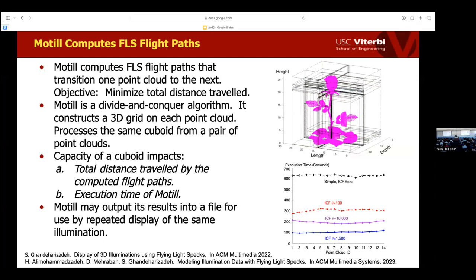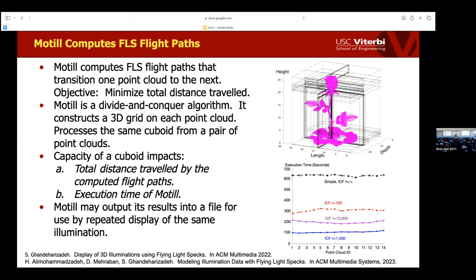The way it does this is by dividing and conquering the problem. It constructs a 3D grid on each point cloud, and it processes the same cuboid from a pair of point clouds in order to compute the flight paths for the FLSs to transition from one point cloud to the next, and the next. The capacity of the cuboid that you use is important. Setting it too low, which is the red line over there, is too slow. Setting it to infinity is also too slow. Something around 1,000 to 1,500 points or FLSs per cuboid does a good job, but its execution time is still around 100 seconds.